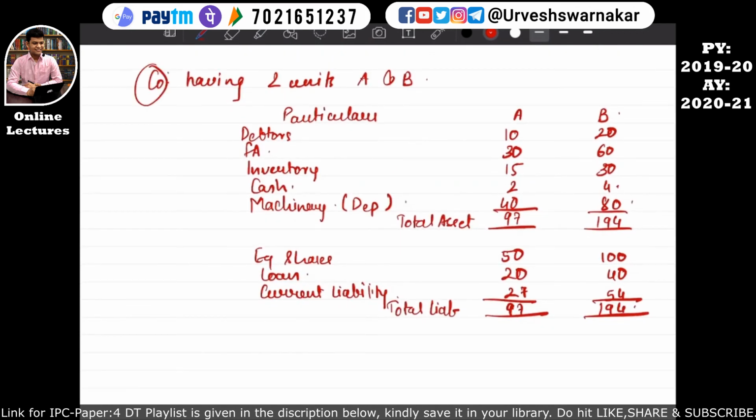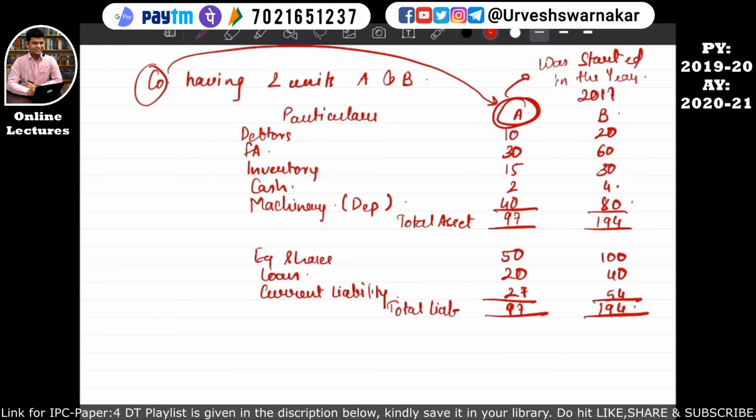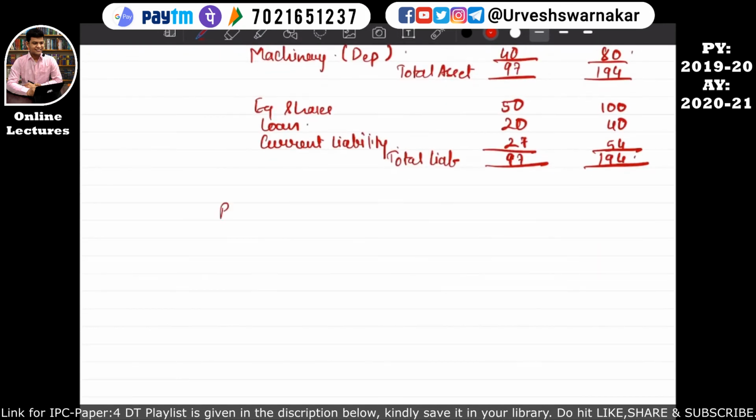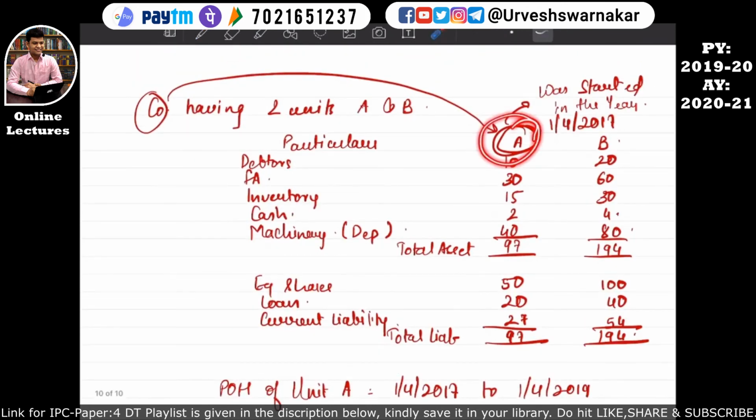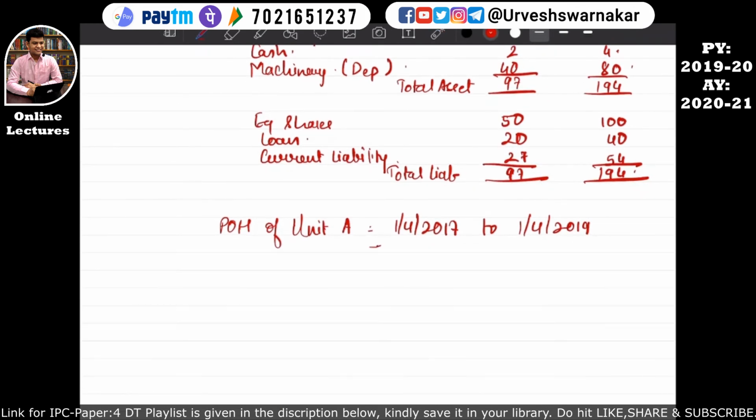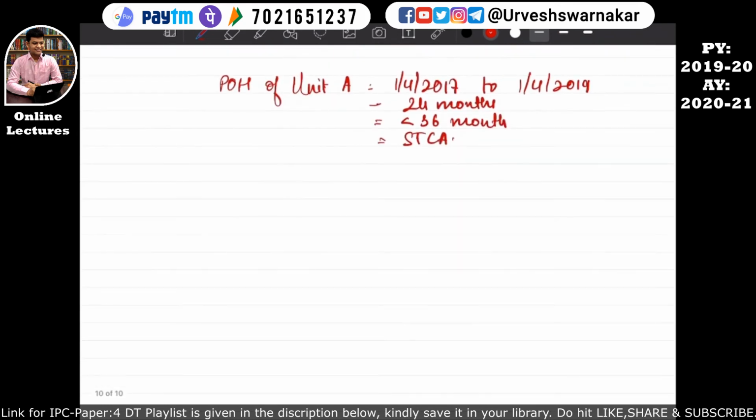And this company wants to sell off unit number A. So how will we calculate the capital gain on this? Basically, unit number A was started in the year 2017, that is 1st April 2017. So the period of holding of unit A is 1st April 2017 to 1st April 2019, because unit A is being sold on 1st April 2019. So over here we can see that the period of holding is 24 months, which is less than 36 months. So this unit is a short-term capital asset, and we need to calculate the capital gain.